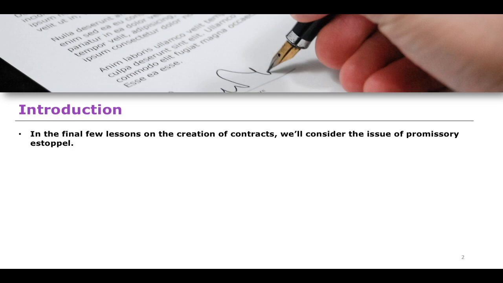So far, we've talked about agreement, which is represented as the offer on the one hand and the acceptance of the offer on the other. We then spoke about the idea of an intention to create legal relations, and then finally I spent the last few lessons talking about consideration. This lesson is going to consider promissory estoppel in a little bit of detail.